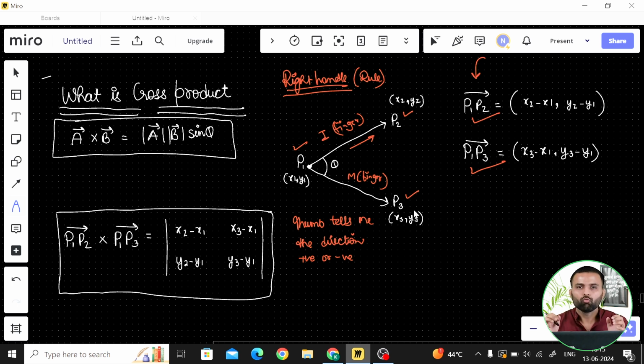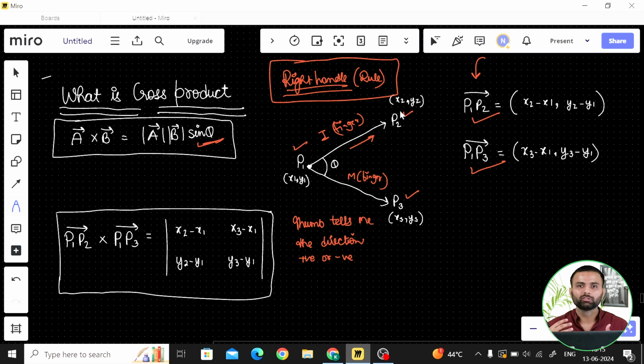Now we have to check whether they intersect or not. What's the formula for it? A cross B, where we take the angle between these two line segments. Here I have written the angle as theta. How can we check it manually? This is based upon the right hand rule. In the right hand rule, we take our index finger and our middle finger, and between these two we have the cross product.